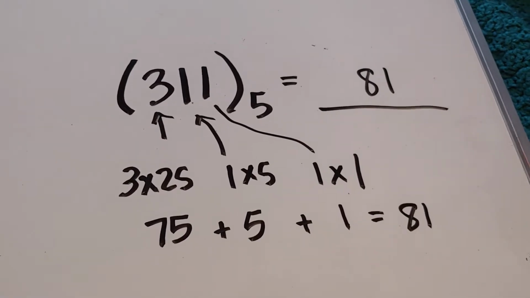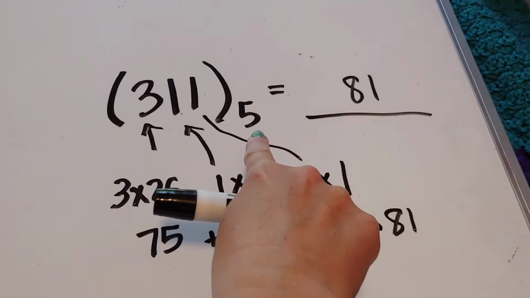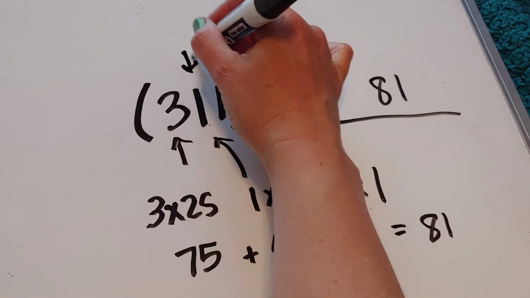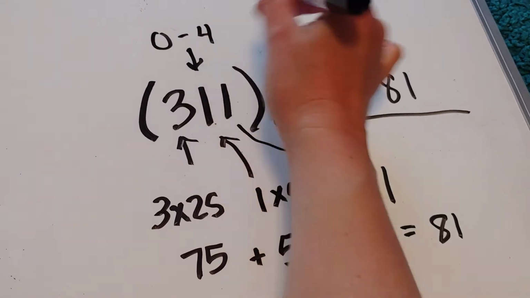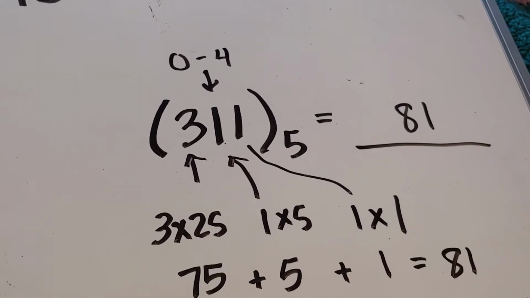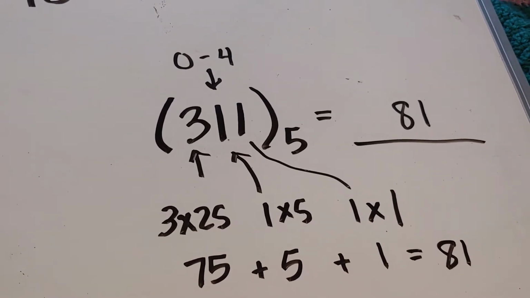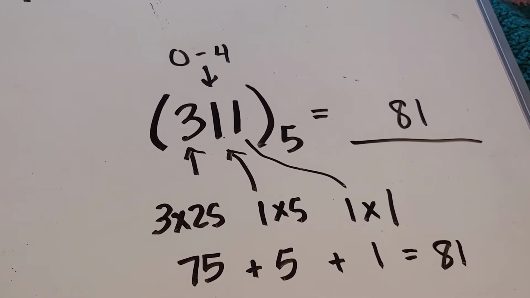All right, now, interesting fun fact. When you have a base 5, you can only have the digits 0 through 4 on the inside. That seems kind of weird, right? But think about base 10. In base 10, we only have the digits 0 through 9.